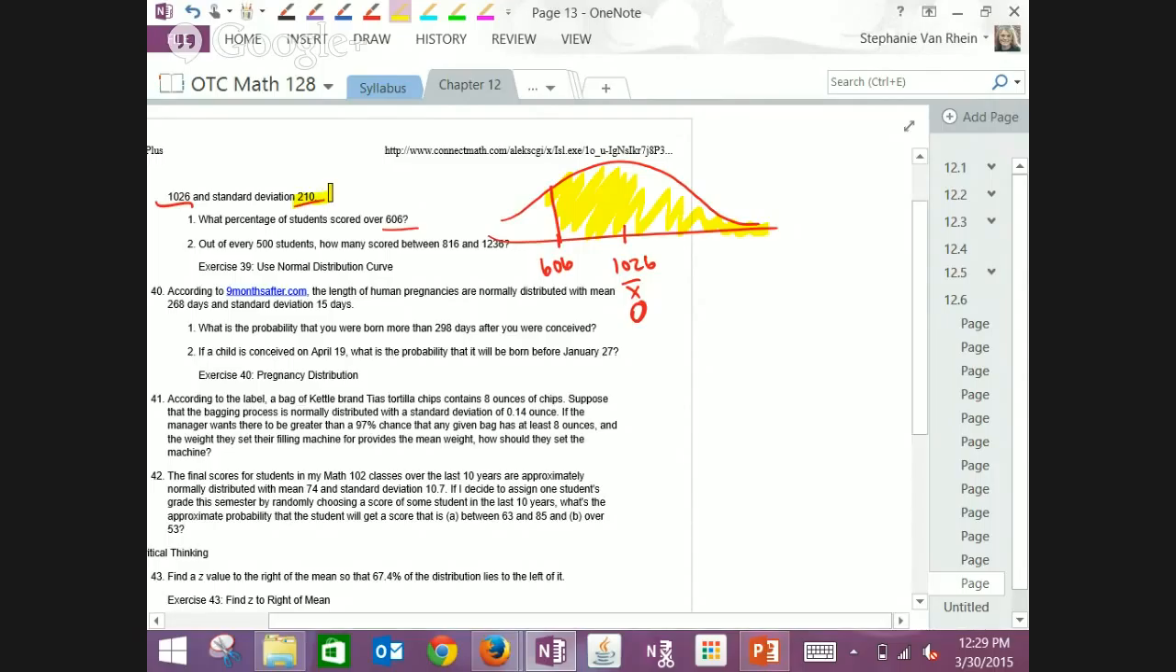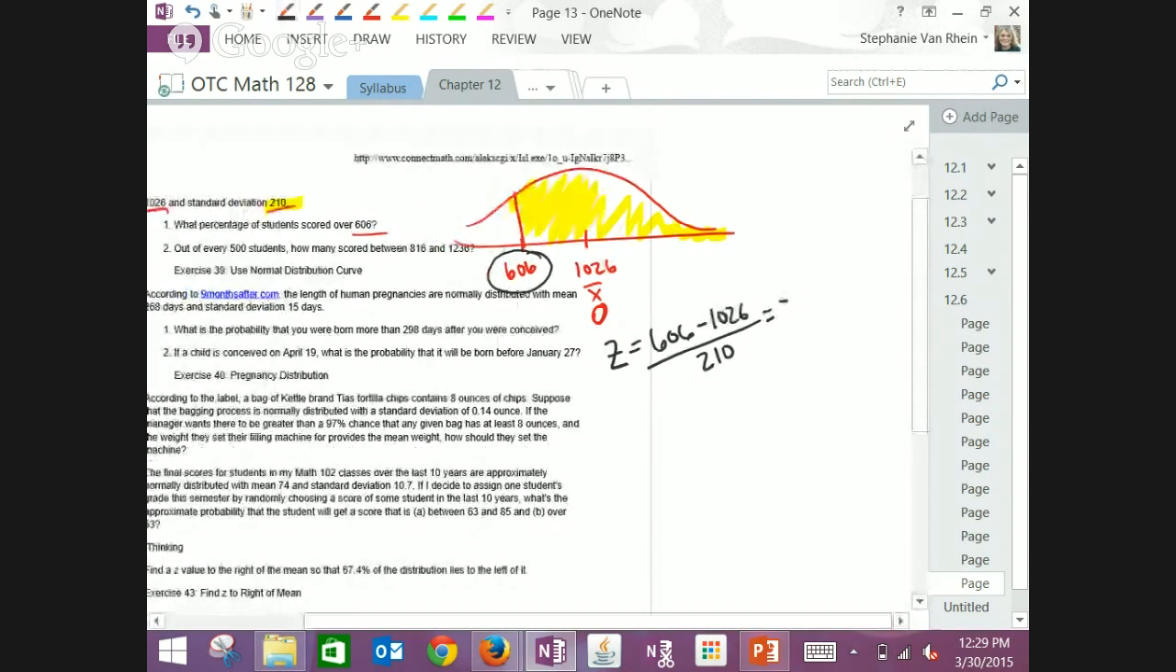Standard deviation of 210. So I could write 1 standard deviation, 2 standard deviations, and 3 standard deviations, but that would be the empirical rule, and that wouldn't get me anywhere because I'm not looking between 1, 2, or 3 standard deviations. So I need to find the corresponding z-score. Z would be 606 minus 1026 over 210.